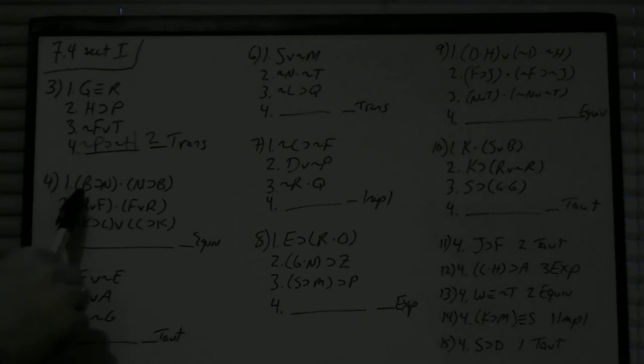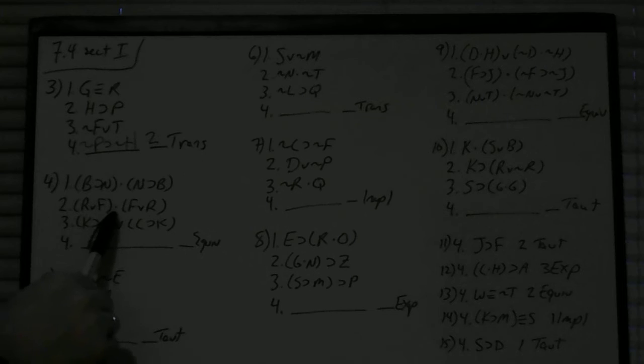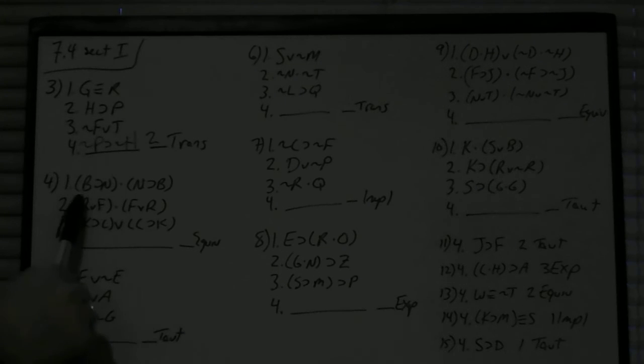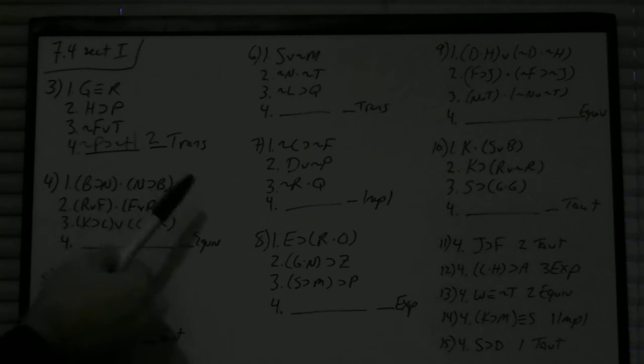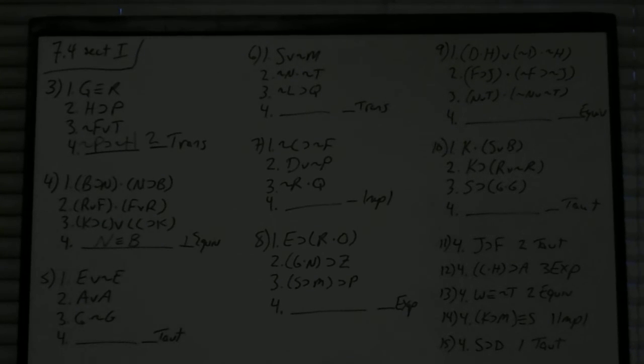With 4, we have if B then N and if N then B, R or F and F or R, if K then L or C then K, and they want a material equivalence. Well, line 1, we have basically a conditional going both directions, if B then N and if N then B. So that would be N with the triple bar B from line 1 through material equivalence.